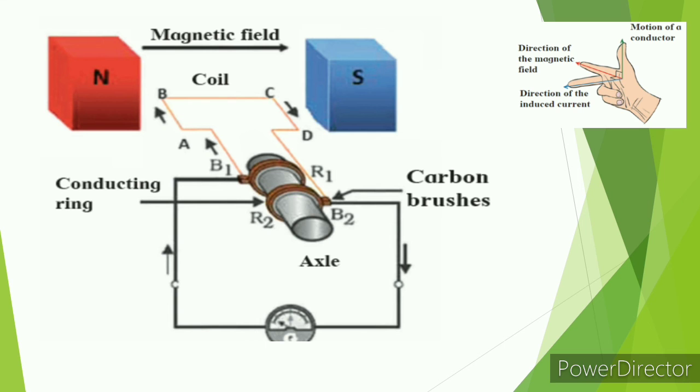But the branch BA is always in contact with the brush B1 and branch DC in contact with brush B2. So in the external circuit, current flows from brush B1 to brush B2. Means it is opposite to the previous half rotation. And this repeats after every half rotation. So the alternating current is produced. So this is called as an AC generator.